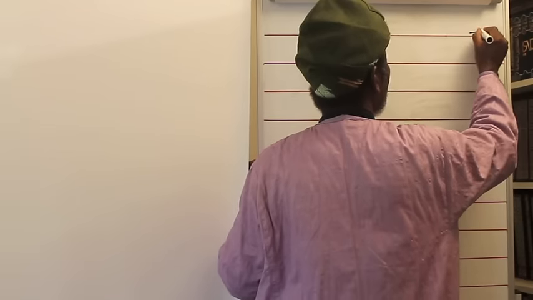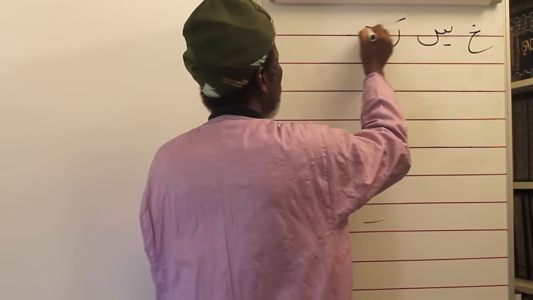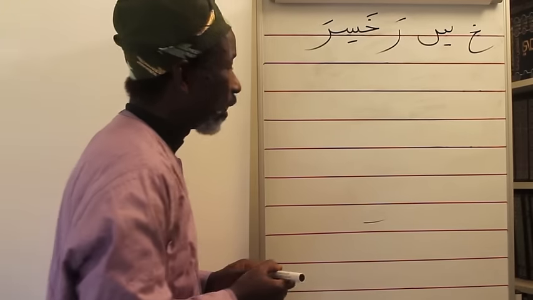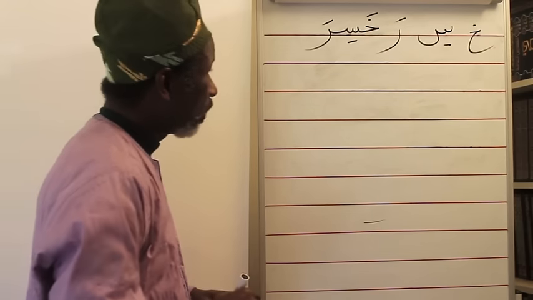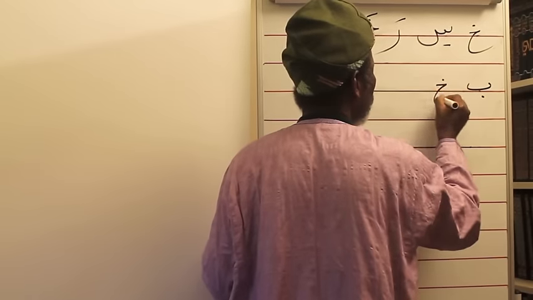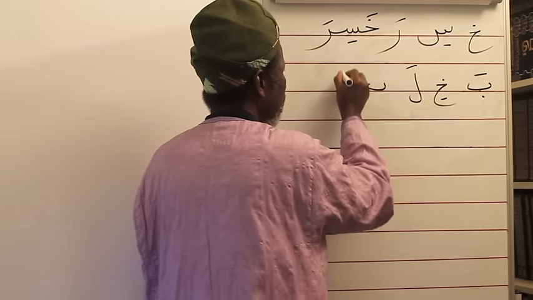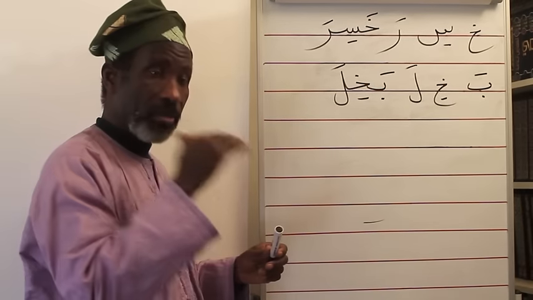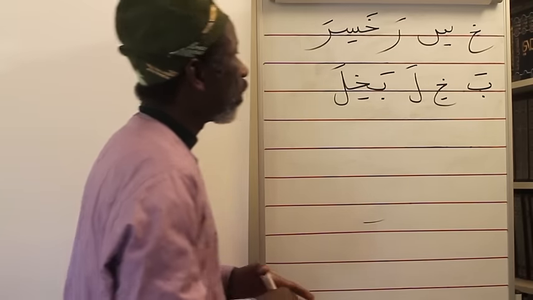Kha, si, ra. Khasira. Letter kha in the middle, bakhila. Ba, khi, la. Bakhila. Again, you are writing the kha in the middle on top of the chair, as explained before. Now we look at the kha at the end.